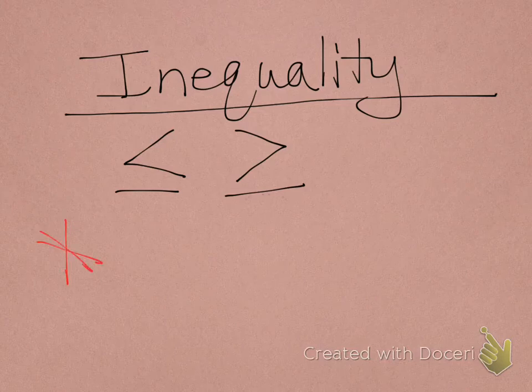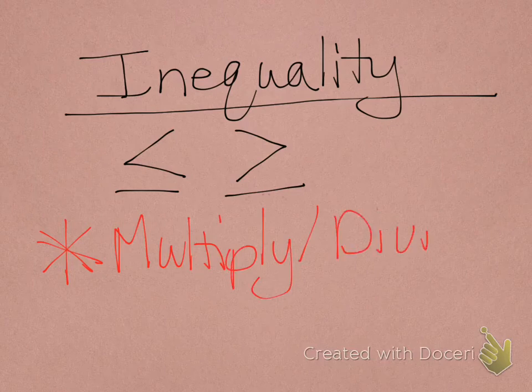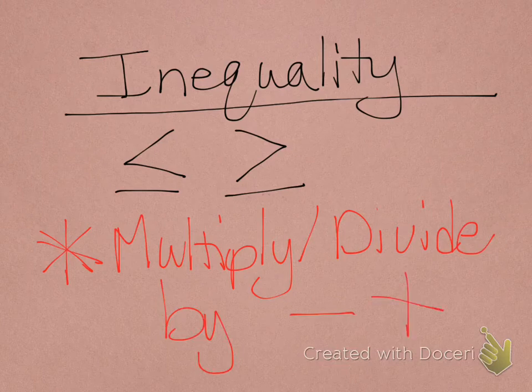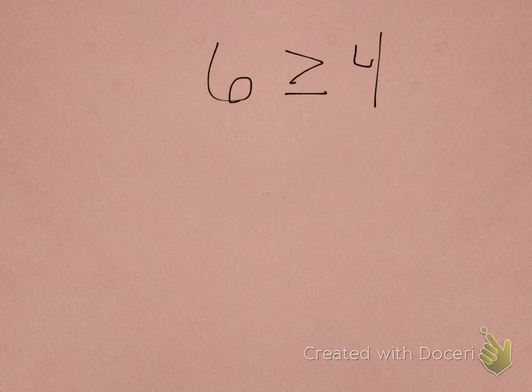However, there is one big concern: any time that you multiply or divide by a negative number when you are solving an inequality, you actually end up flipping or reversing that inequality symbol. So a less than would become greater than, and greater than becomes less than, only if you have to multiply or divide by a negative number. And to simply prove that point, let's just take a simple fact that we know: 6 is greater than or equal to 4. Yes, 6 is greater than the value of 4.